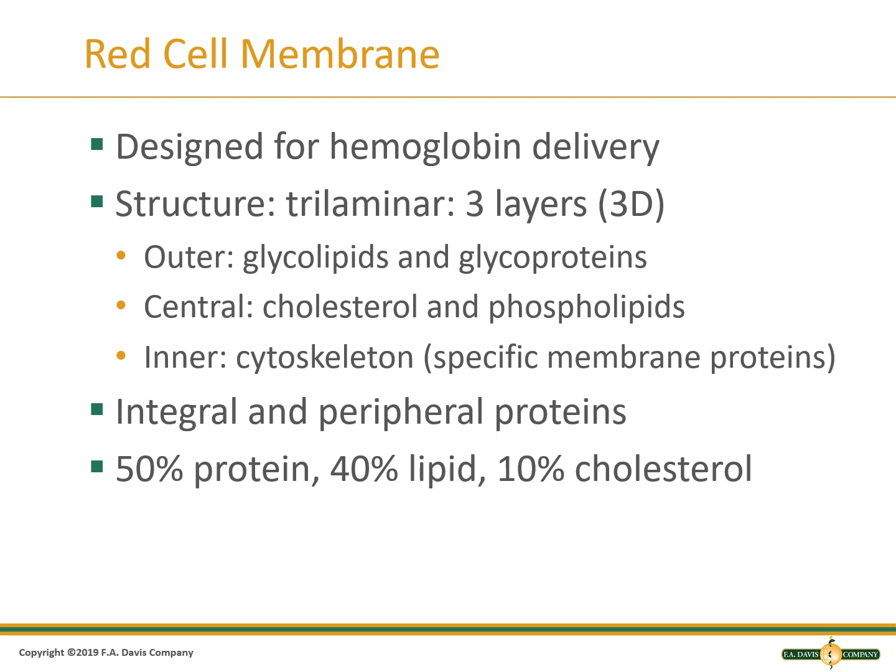So the red blood cell membrane is designed to aid the body in carrying your hemoglobin. It delivers it all over the body as needed. The structure is trilaminar, meaning it has 3 different layers. The outer layer consists of glycolipids and glycoproteins. The central structure is made up of cholesterol and phospholipids, and the inner portion is the cytoskeleton, and it has very specific membrane proteins there. It has integral and peripheral proteins. The overall structure is made up of 50% protein, 40% lipid, and 10% cholesterol.